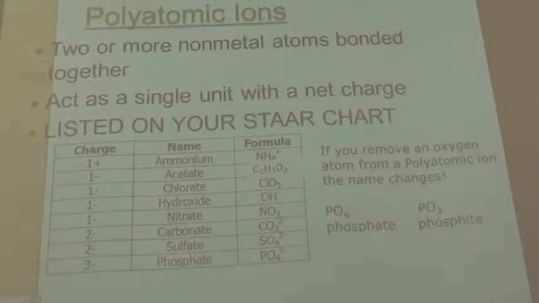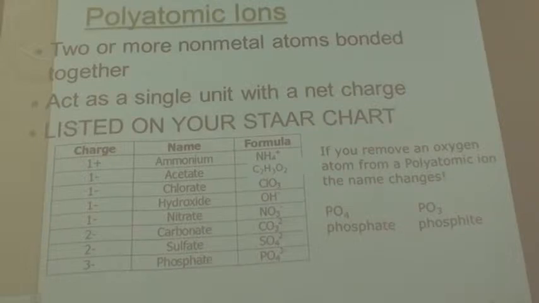Okay, today we're going to talk about polyatomic ions. You do not need to write the chart. Okay, so polyatomic ions are defined as two or more nonmetals, circle that when you write it, nonmetals bonded together. And they act as a single unit with their own charge.